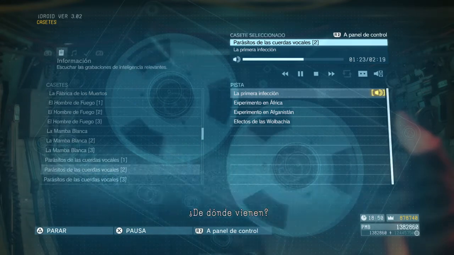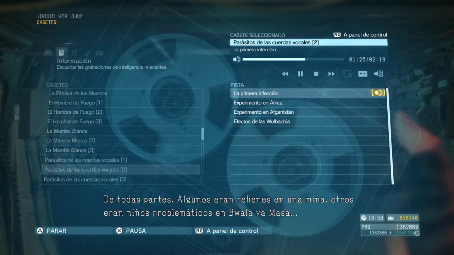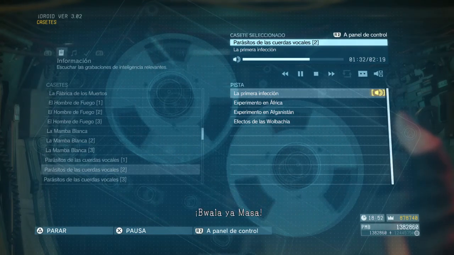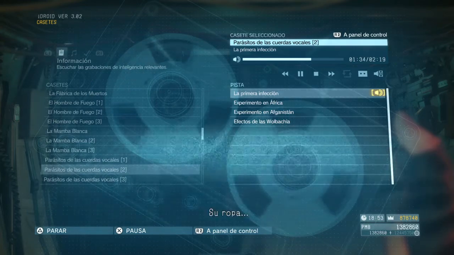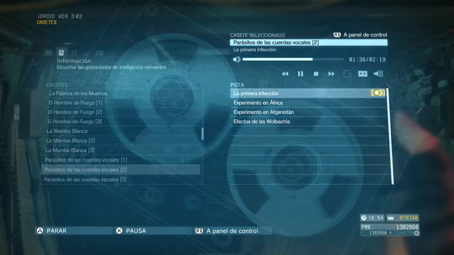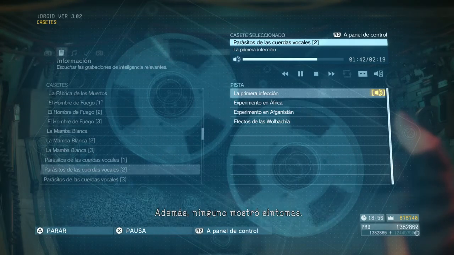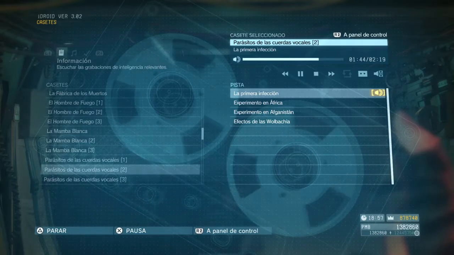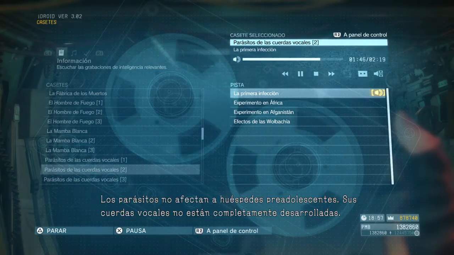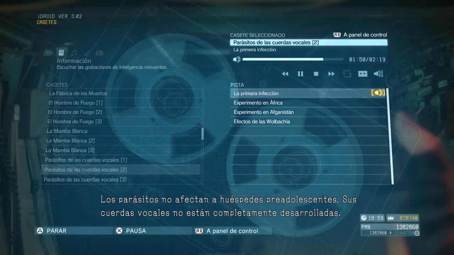Where are they from? All over. Some were being held hostage at a mine. Then there were the troublemakers at Bwala Yamasa. Bwala Yamasa? Yeah. Their clothes, their things. Did you burn them? They're just kids. We couldn't. And besides, not one of them's shown symptoms. The parasites don't infect prepubescent hosts. Their vocal cords are not fully developed.